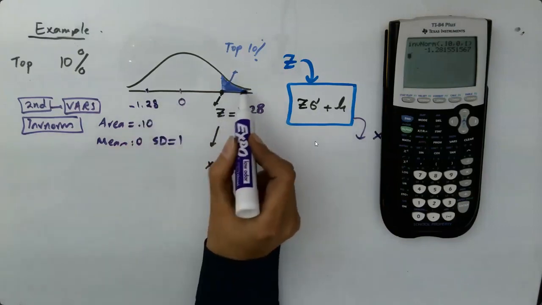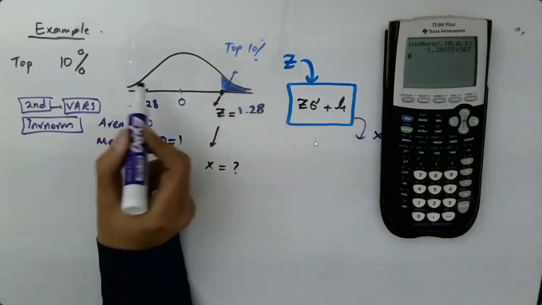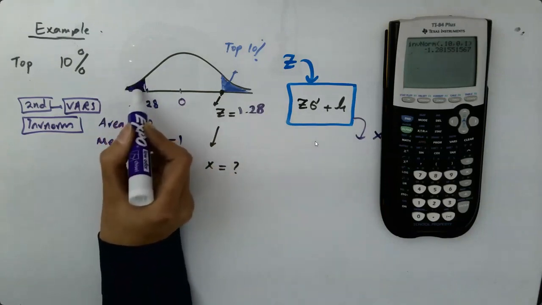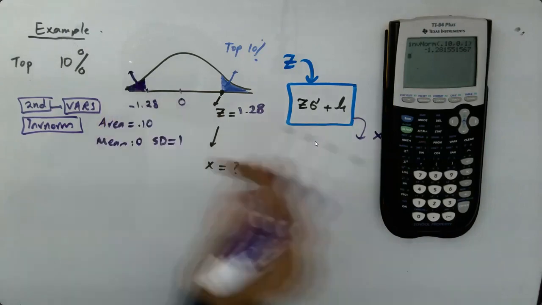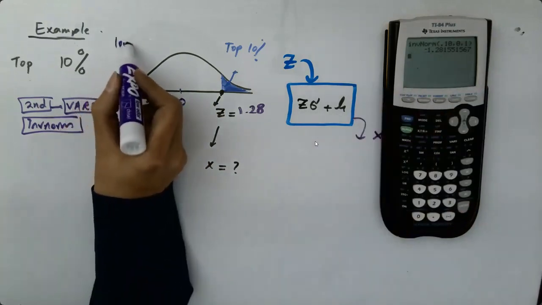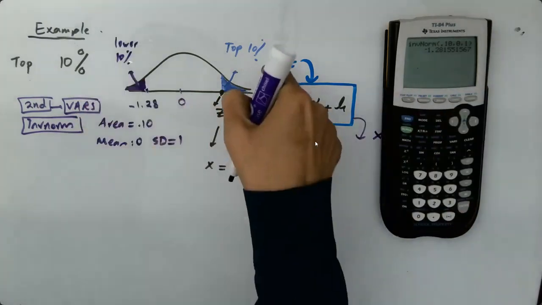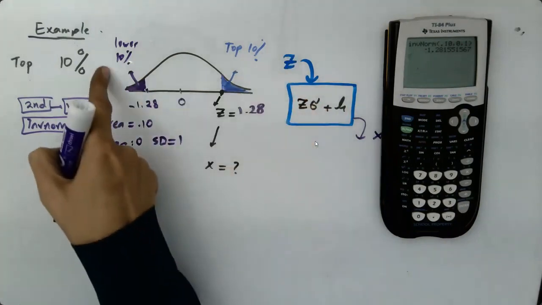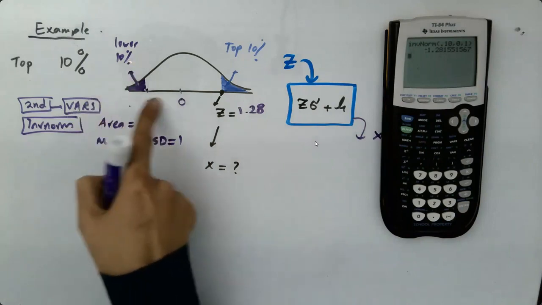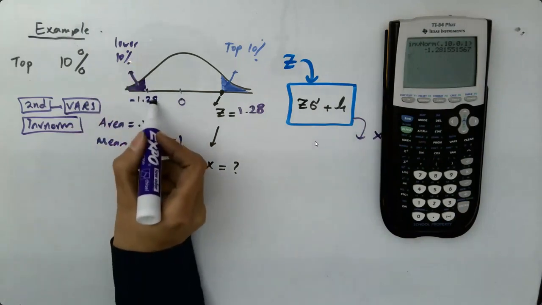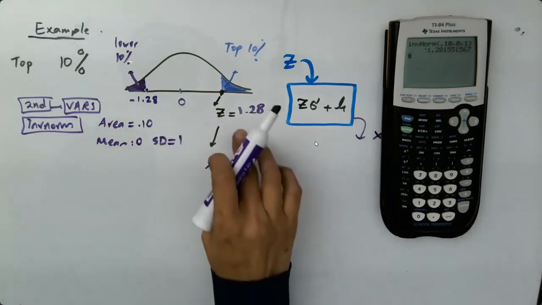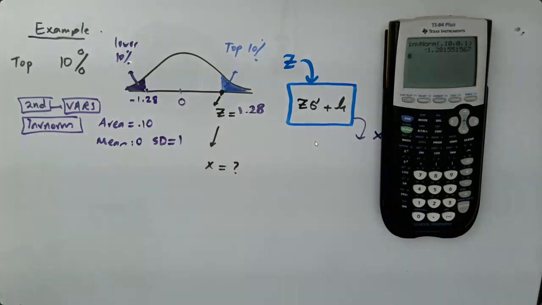But since I have the top 10%, this is the below 10%, the lower 10%. This is what your calculator has inside it. It's built into your calculator. Lower 10%. Here you have the top 10%. Your calculator only has the left area, lower 10%. It gives you negative 1.28. So you're going to change the sign into a positive 1.28 and use this Z to compute your X value.